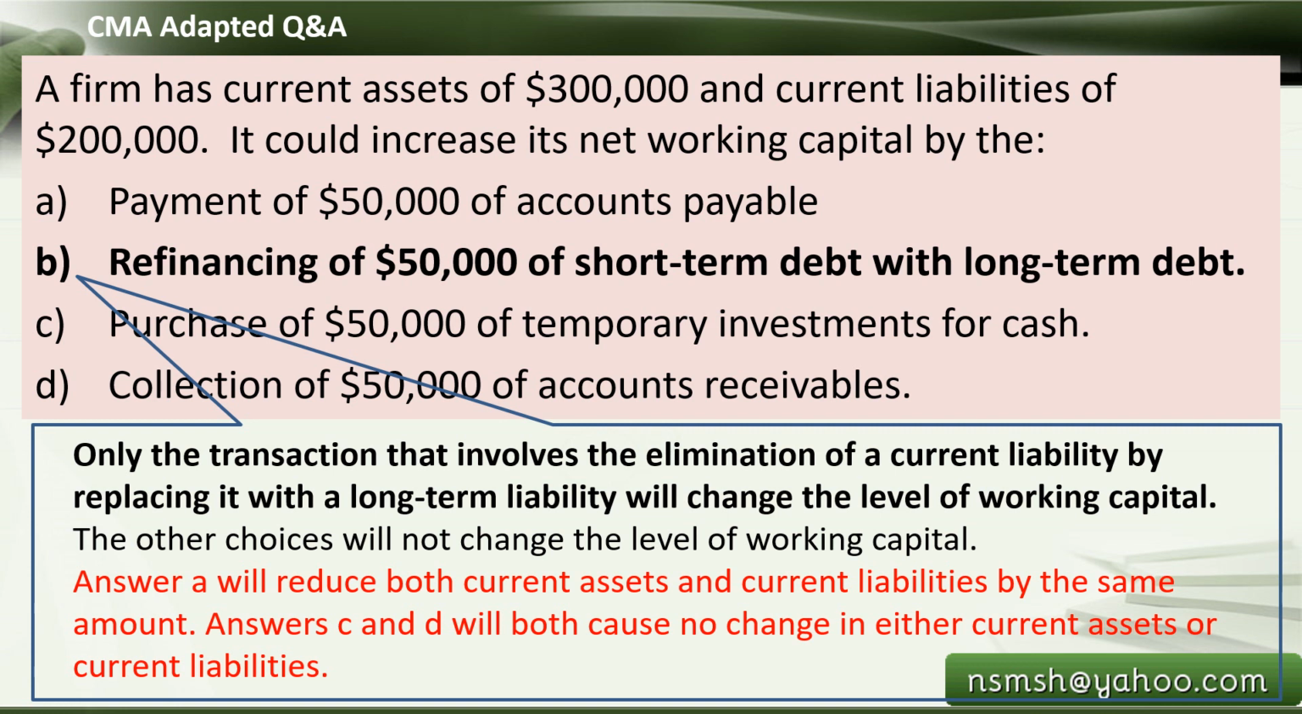So the best answer is refinancing of $50,000 of short-term debt with long-term debt. It is the right choice for increasing the net working capital among the given choices. Only the transaction that involves the elimination of a current liability by replacing it with a long-term liability will change the level of working capital. Or, the other way, current assets have to be increased. The other choices will not change the level of working capital.